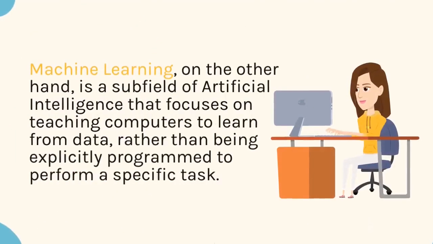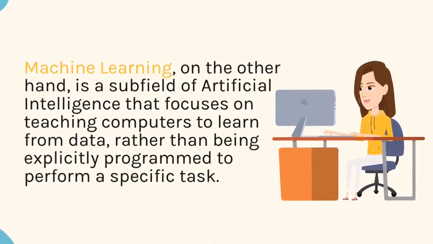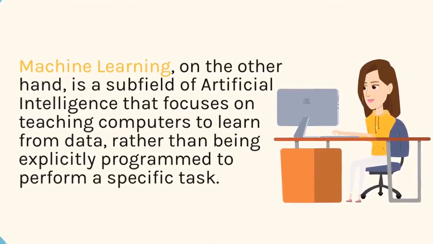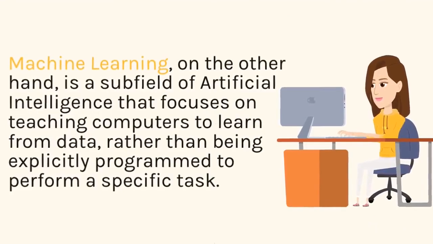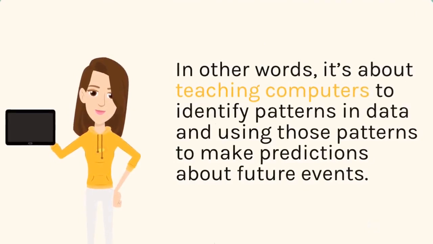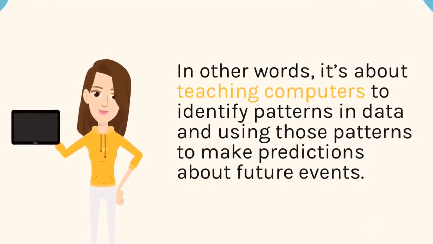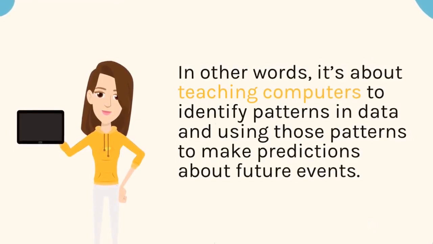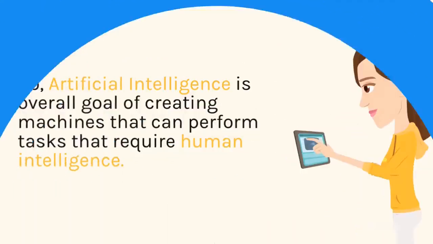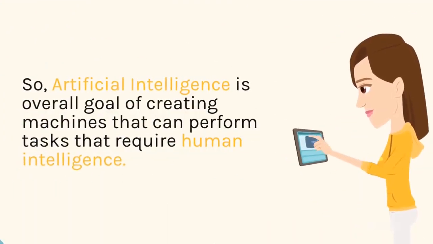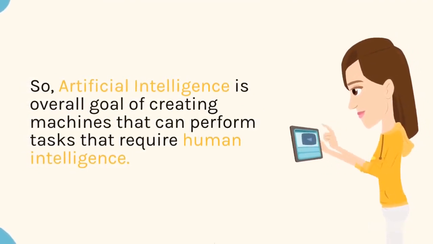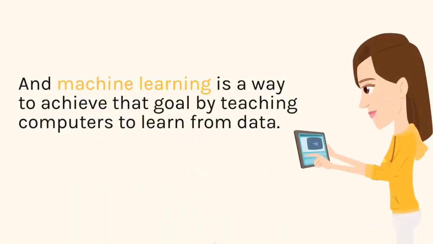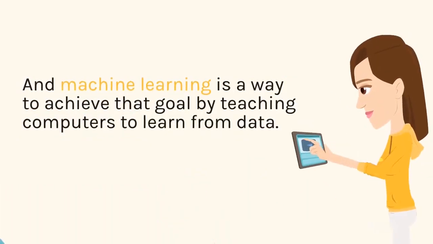Machine learning, on the other hand, is a subfield of artificial intelligence that focuses on teaching computers to learn from data, rather than being explicitly programmed to perform a specific task. In other words, it's about teaching computers to identify patterns in data and using those patterns to make predictions about future events. So, artificial intelligence's overall goal is creating machines that can perform tasks that require human intelligence. And machine learning is a way to achieve that goal by teaching computers to learn from data.